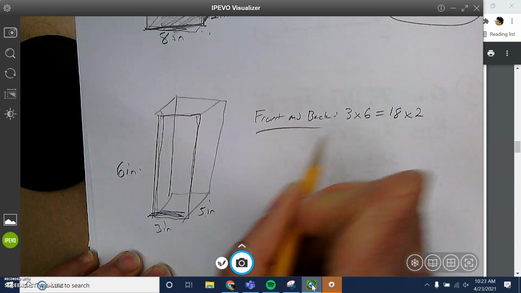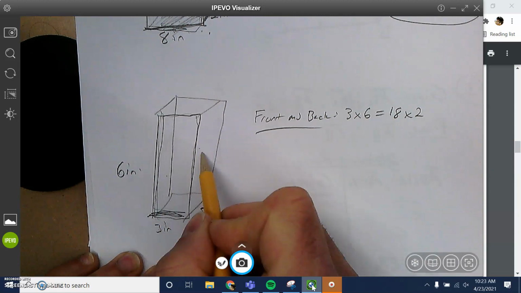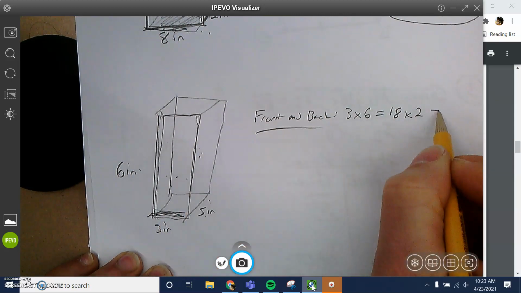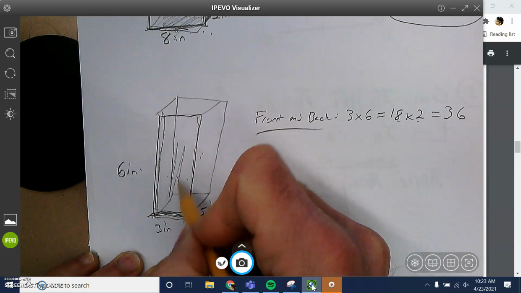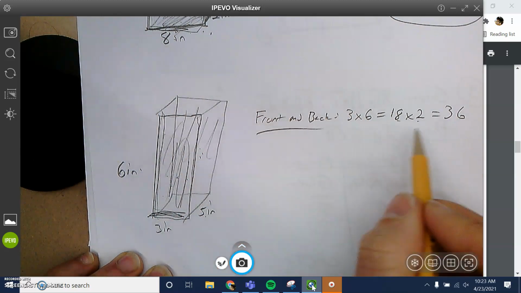But I'm going to times it by 2. Why am I times them by 2? Because the front and the back are the same. So that's going to be 36. 18 times 2 is 36. So now I have the front and the back areas right here.